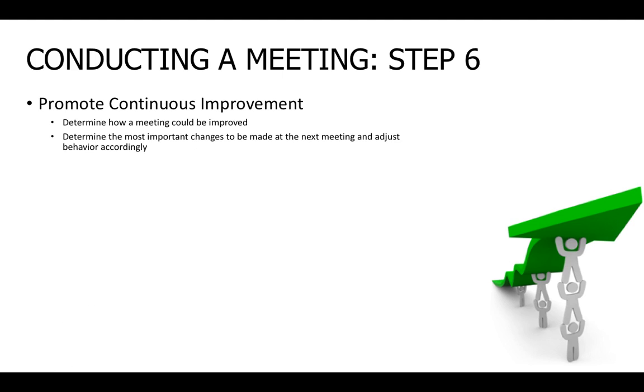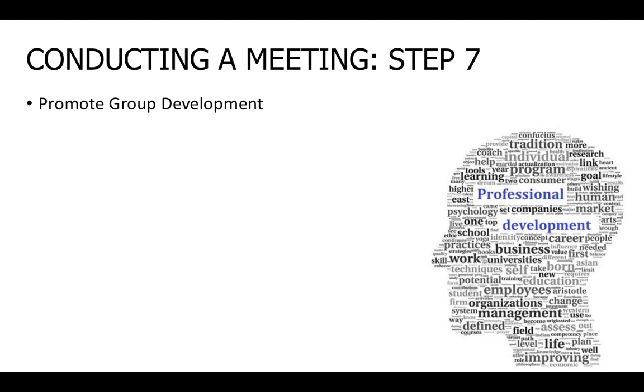And then 2, determine the most important changes to be made at the next meeting and adjust your behavior accordingly. This seems to indicate that you only do this when a meeting goes poorly, but that's really not the case. You want to do this even when a meeting goes well. You want to do this to promote continuous improvement.